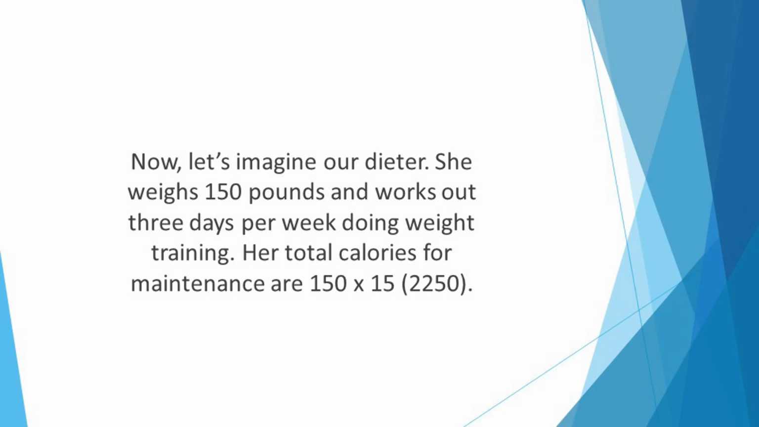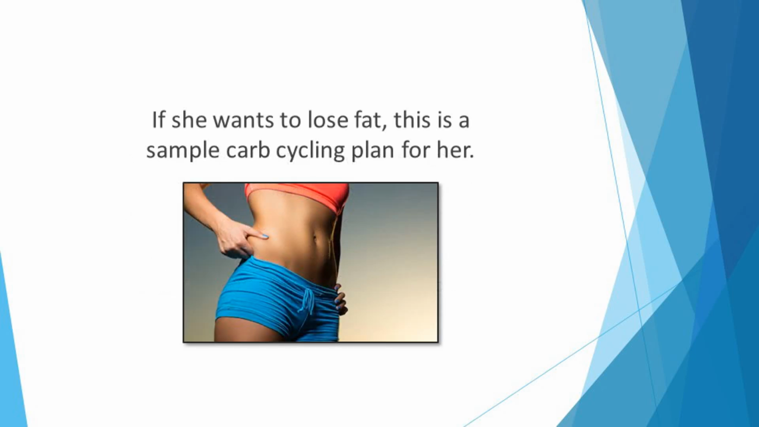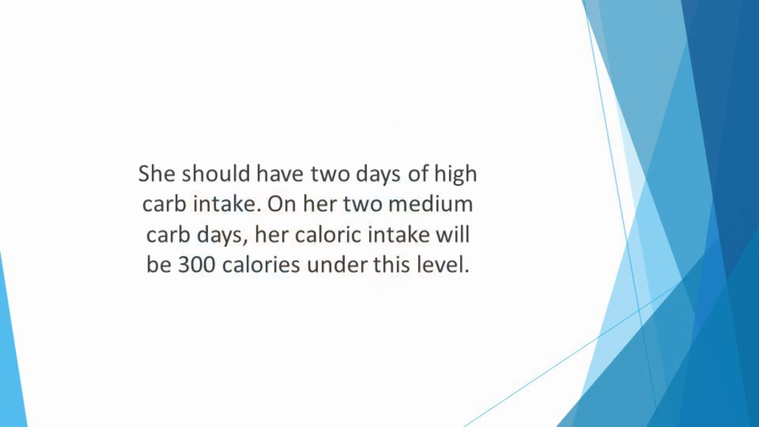Her total calories for maintenance are 150 times 15, 2,250. If she wants to lose fat, this is a sample carb cycling plan for her. She should have 2 days of high carb intake. The calorie intake will be set at her maintenance level of 2,250 calories. On her 2 low carb days, her caloric intake will be 600 calories under her maintenance level.